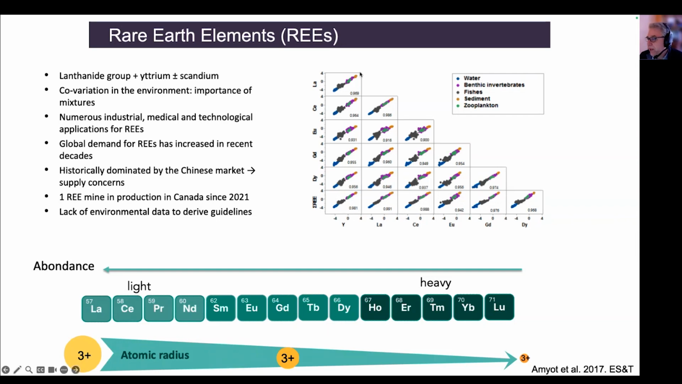To prove that a bit, I've taken a figure from one of our first papers on REEs that we prepared about 9 years ago, and you can see a very strong relationship between the different matrices. These are samples taken from different lakes in Quebec, Canada: water, benthic invertebrates, fish, sediments, zooplankton. You can easily see, for instance, that cerium is really well correlated with lanthanum, with a correlation of 0.99. So really strong correlation across matrices, across these elements.